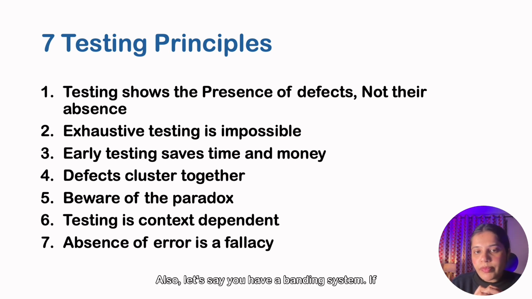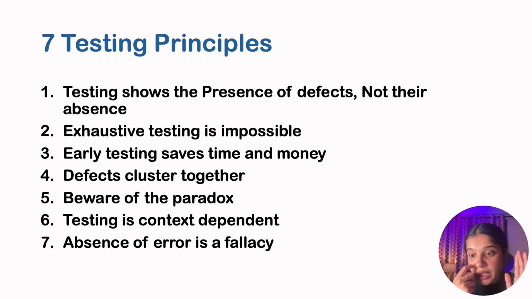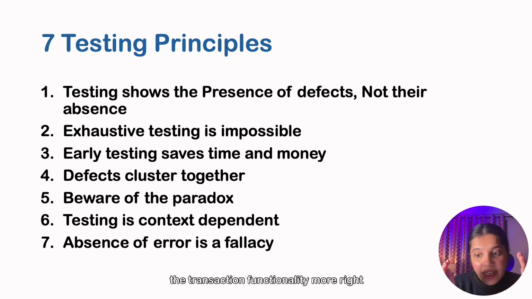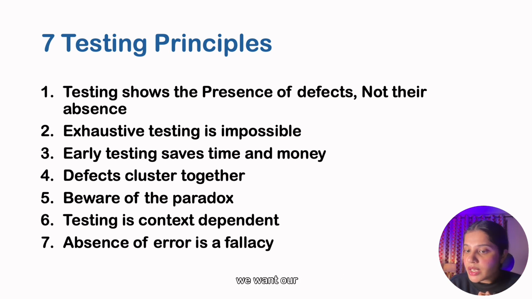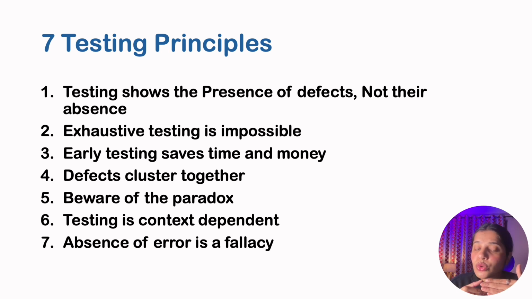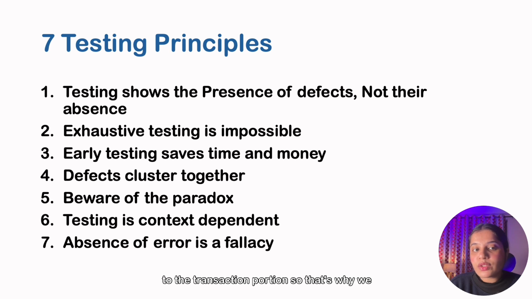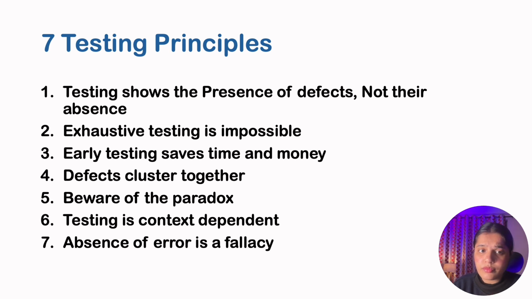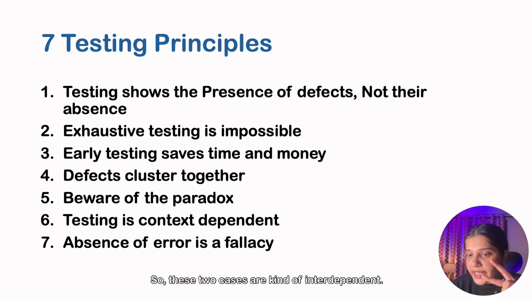So also, let's say you have a banking system. We'll try to test the transaction functionality more, right? Because that's the most important part, because we want our balances to be intact. Okay, we can't have loss of money in any case, so we'll give more time to the transaction portion. So that's why we say that exhaustive testing is impossible. And even if there are some basic cases, we can skip those cases as well in testing, right? So these two points are kind of interdependent.